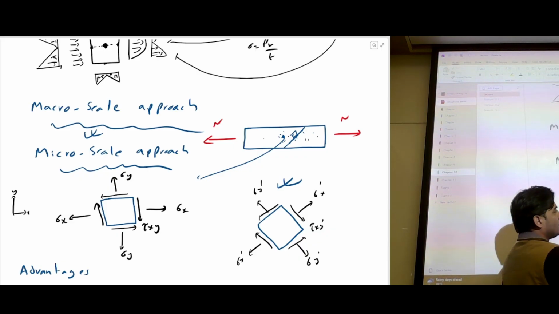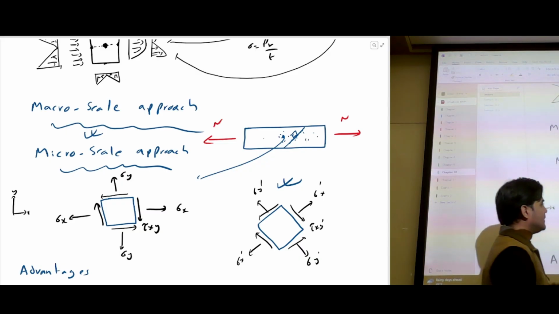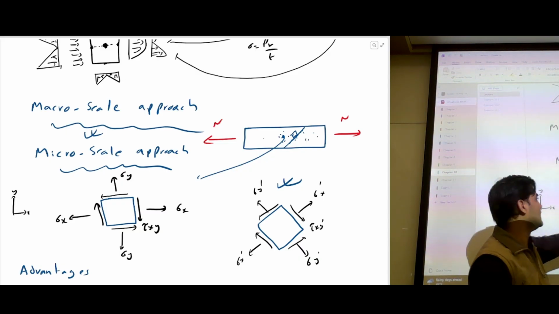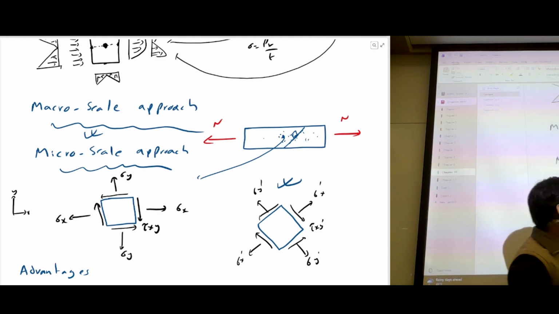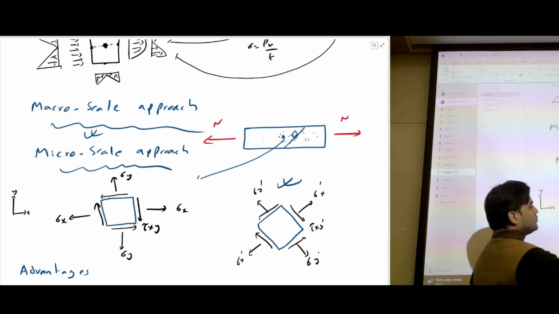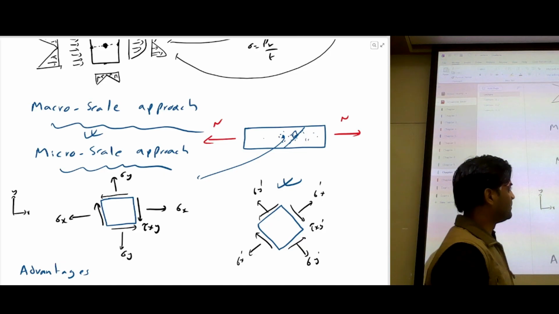So basically, on a very basic level, you have only two types of stresses. You have axial stresses and you have shear stresses. Axial stresses are of two types. In a two-dimensional stress element, you have axial stresses along the x-axis and along the y-axis. And then you also have shear stresses, which are parallel to the plane.